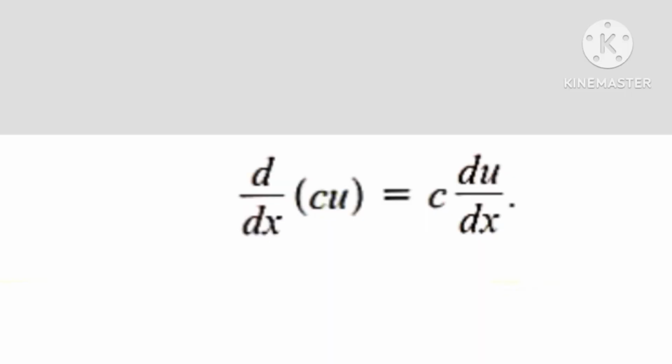The third rule is called the constant multiple rule. Let us take a constant c and a differentiable function u. The constant c can be written outside. There are many more rules to find the derivative of a function, but these ones will be used in almost every problem.